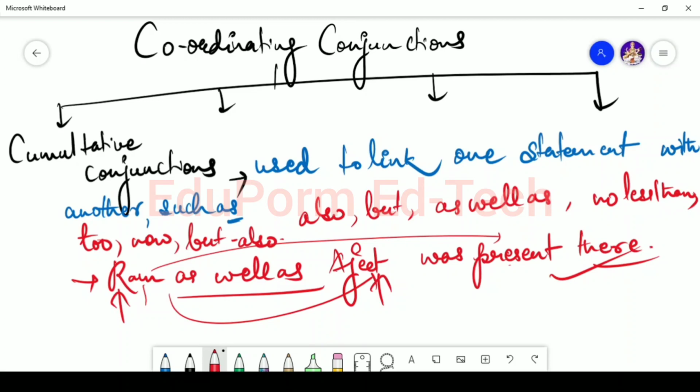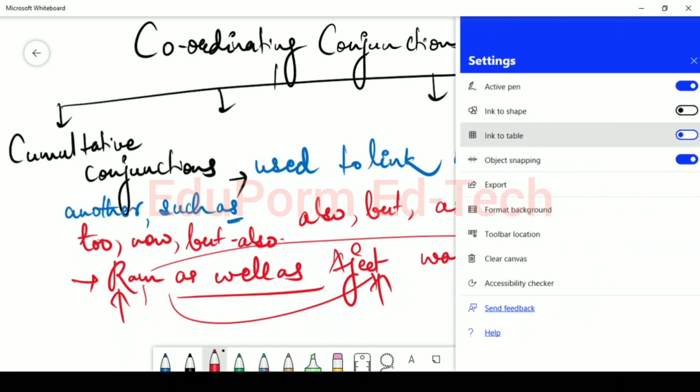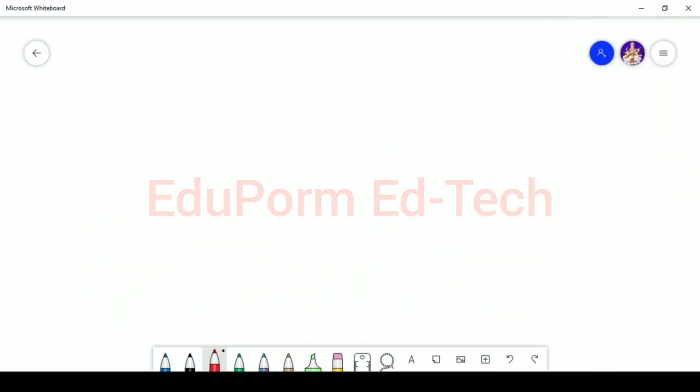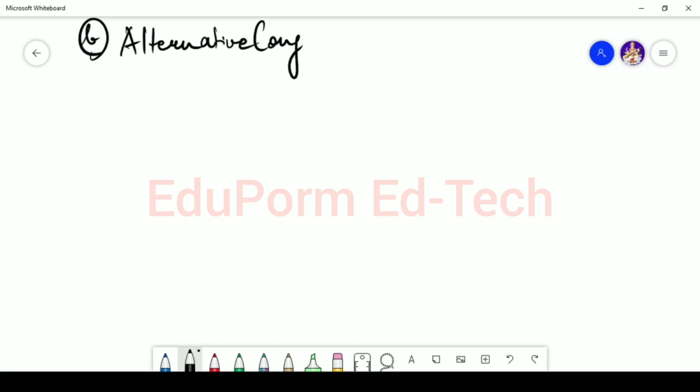Now let's talk about the next one. Okay, the second type is alternative conjunction.